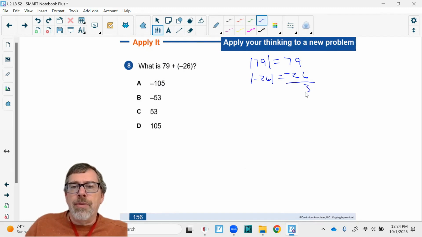9 minus 6 is 3. 7 minus 2 is 5. The sign of the bigger was positive. Our answer is 53.